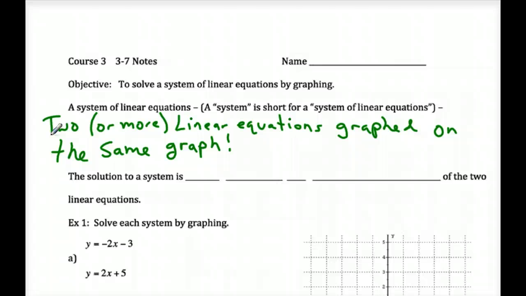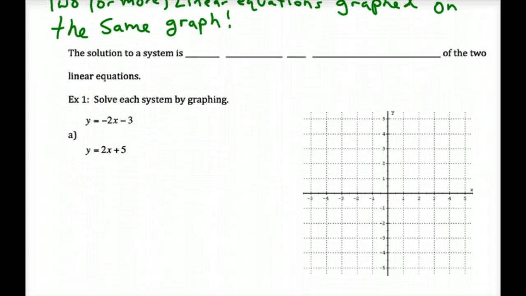We're not going to answer this next question yet until you do it. But our goal is to figure out what the solution is, or what the answer is, and we'll write those words in there. I think some of you already know what that is, but we're not going to answer it yet. Look at example 1. Solve each system by graphing. Does everybody agree that you have 2 linear equations there?